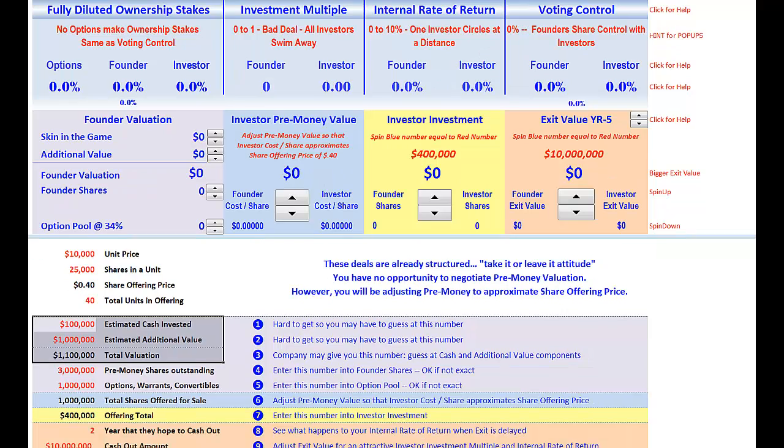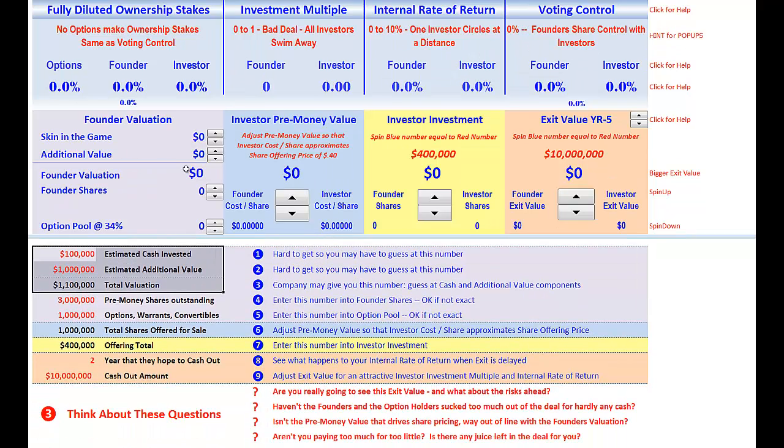Let's start assembling data. So the first thing is that we need to put in some estimated cash invested. And as I say, it's not going to be easy to get that information, but you should put something in there to get an idea of how many dollars these investors really have put in prior to you. So let's put $1 million in for an estimated additional value. That's for all their hard work, blah, blah, blah. So now you've got 1.1 million.